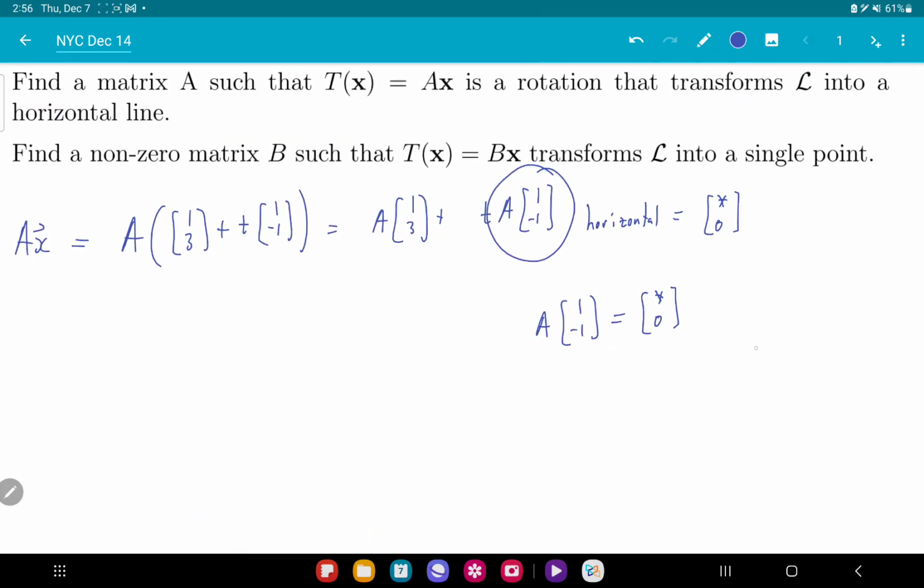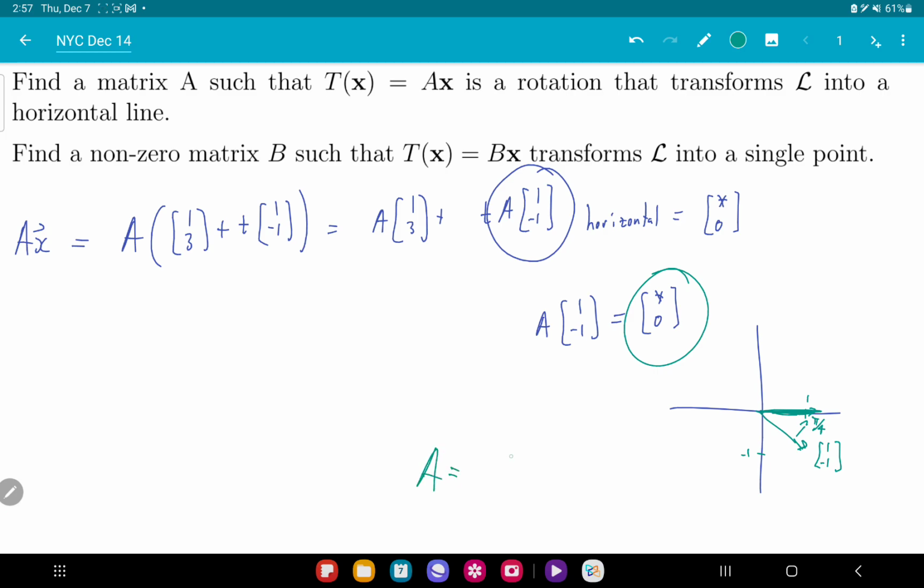And I want this to be a rotation, so perhaps geometrically, I can look at the vector 1, negative 1, so here's 1, negative 1 down here. And if I want to rotate that and get something horizontal, well, I can do it two ways. I can rotate it and have it end up like this. That's the most straightforward way. So what would that be? That would be a rotation by pi over 4.